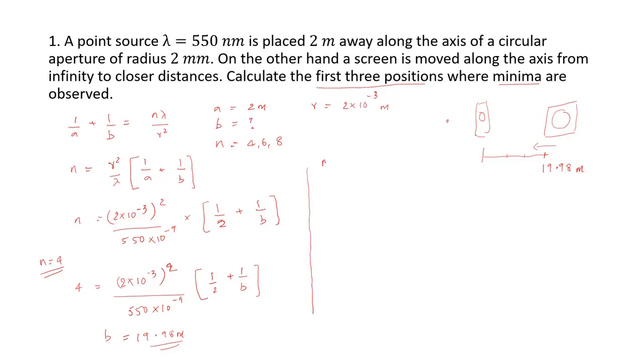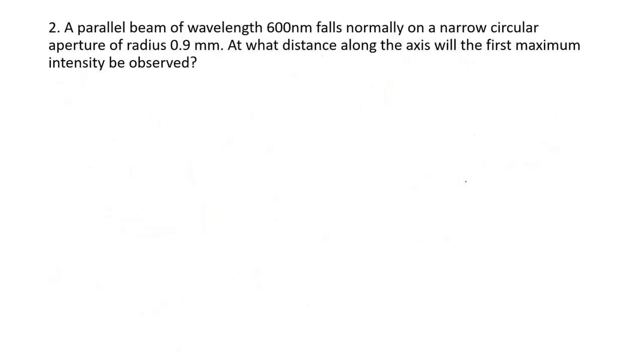Continuing the same arguments, for n is equal to 6, you will find B is equal to 3.076 meter, and for n is equal to 8, B will be equal to 1.664 meters. So at 3.076 as well as at 1.66, you will see additions of other 2 dark bands in the diffraction pattern. Let's discuss the next question.